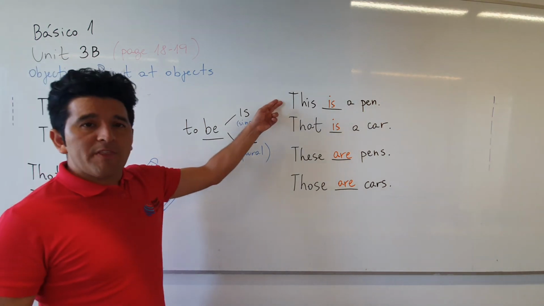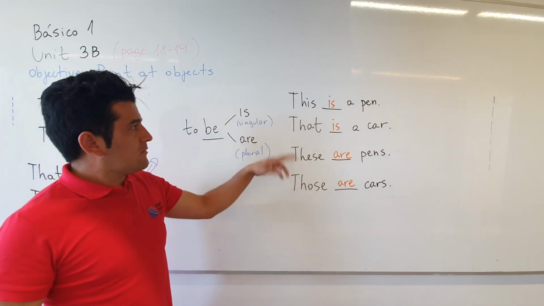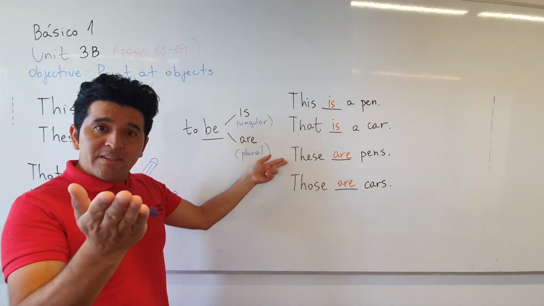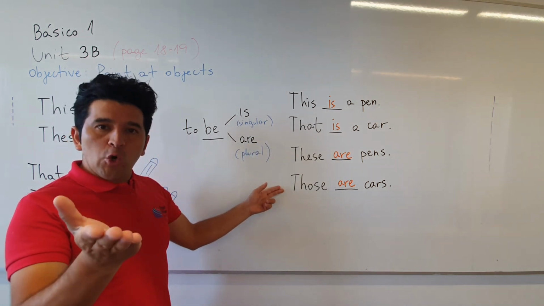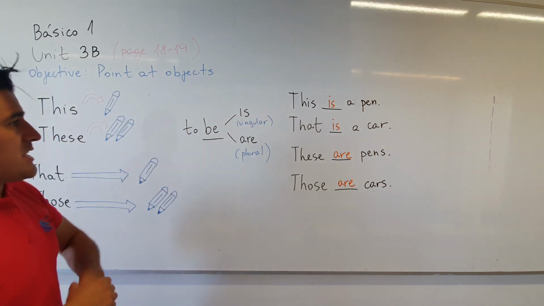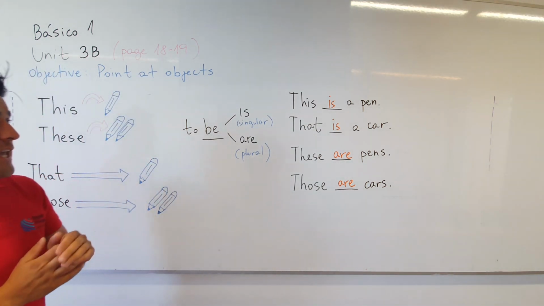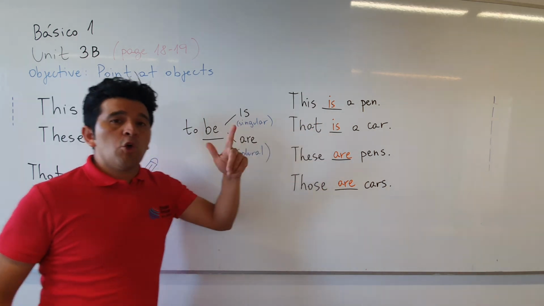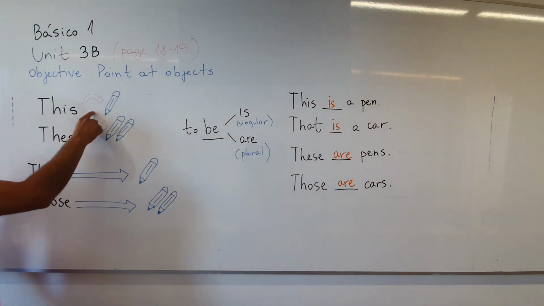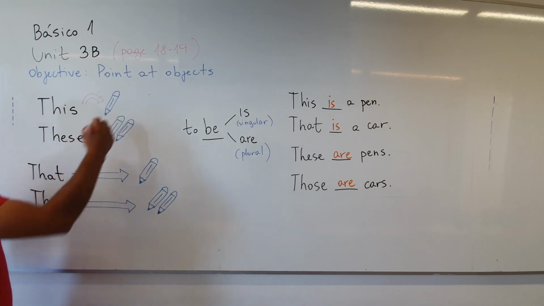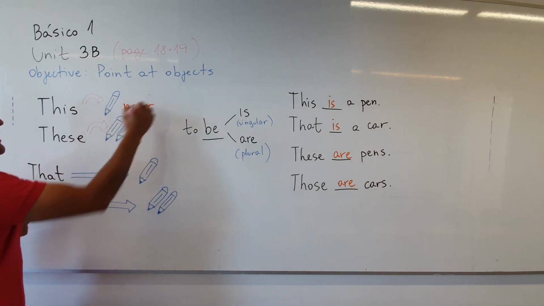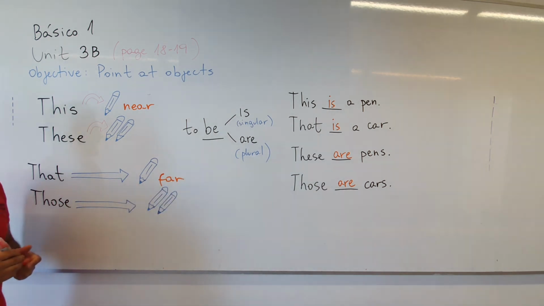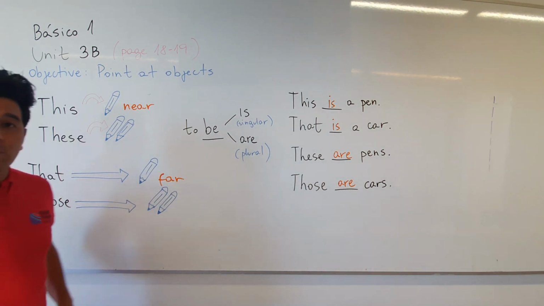So let's check one more time. Please repeat. This, that, these, those. Okay. So that's it. That's the way in which we can mention objects if they are singular or plural, or if they are near or they are far. Remember, near, cerca, and far, lejos.